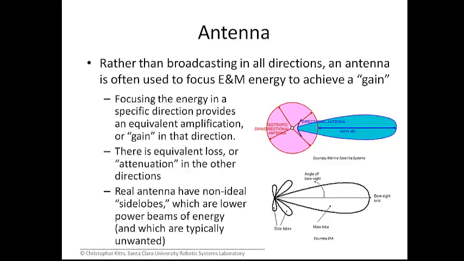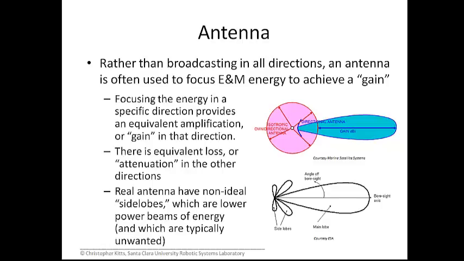The lobe has a large size to it, which implies a large gain. And you can see in the other angular directions, we have a lot of attenuation. We have very little of the beam pattern being drawn in those other directions. And that's attenuation. That is an equivalent loss in those directions.